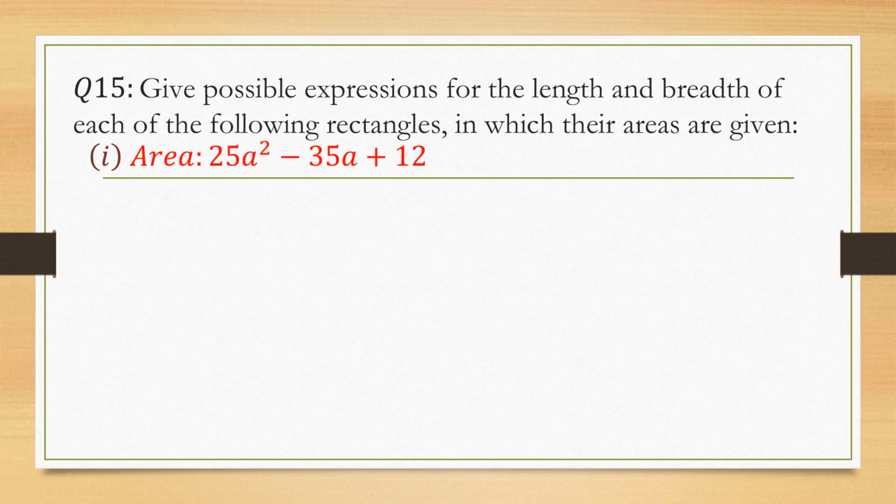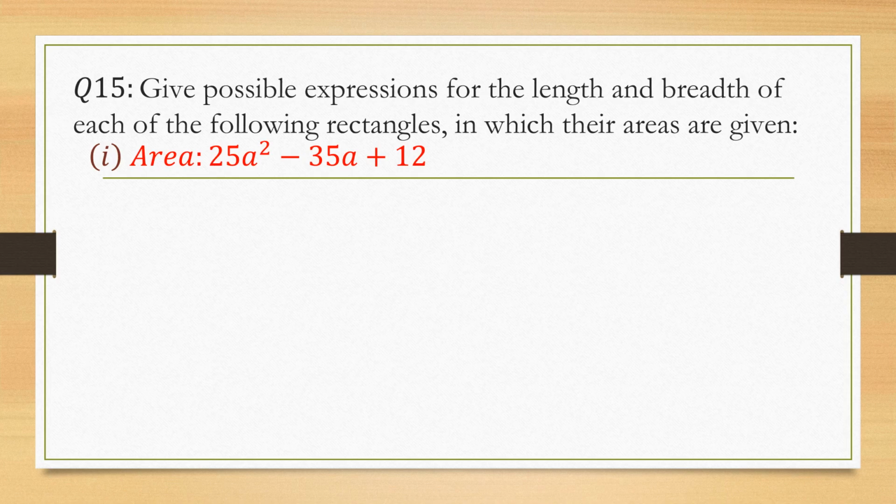Question number 15. You must be surprised why we have missed question number 11, 12, 13 and 14. The reason being, this year due to COVID-19, CBSE has deleted some topics, and the identity which is a cube plus b cube plus c cube minus 3abc, which is the 10th identity given in your textbook, has been deleted for this session only because of COVID-19. So now we are doing question number 15.